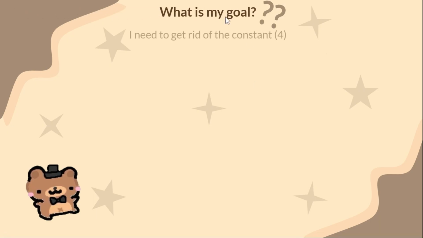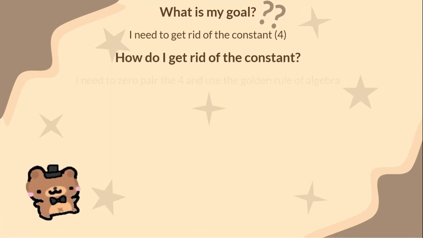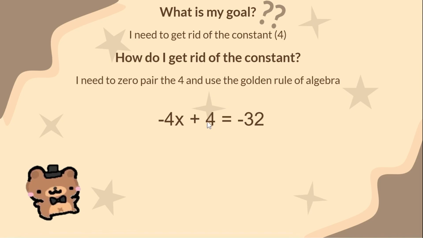And next step, what's our new goal? I need to get rid of the constant. Now, how do I get rid of the constant? I need to zero pair the 4 and also use the golden rule of algebra that I just used earlier. Now, what is the constant? The constant is a number like 4 and negative 32. The reason we want to get rid of the 4 is because we want to make the equation something like negative 4x equals something. And the 4 is kind of in the way. So I'm going to get rid of that.